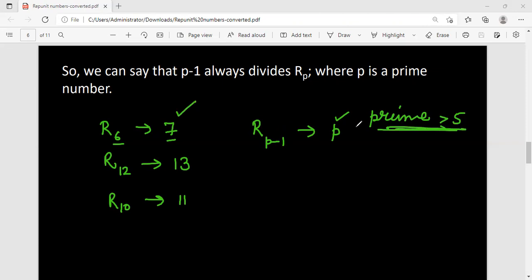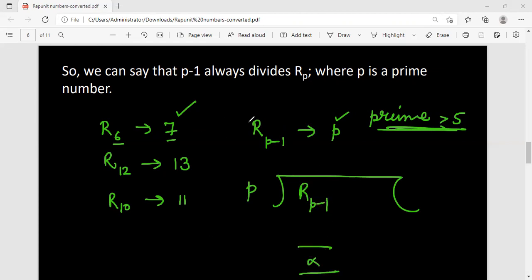That's why I've started with 7. Whenever we have a prime which is more than 5 and that is dividing R(p minus 1), what will be the remainder? 0 will be the remainder. So we can say that P always divides R(p minus 1), where P is a prime number which is more than 5. It should be more than 5. If you don't remember, you can take reference from here: R6 is divisible by 7, that we have seen. Right?